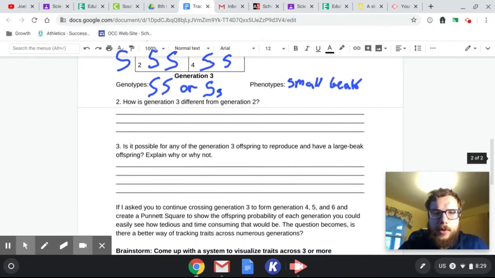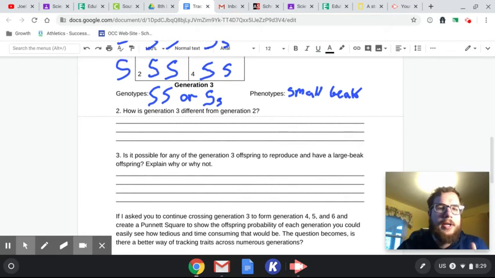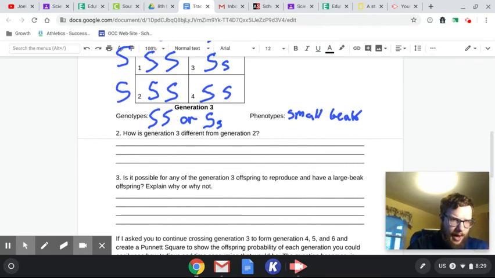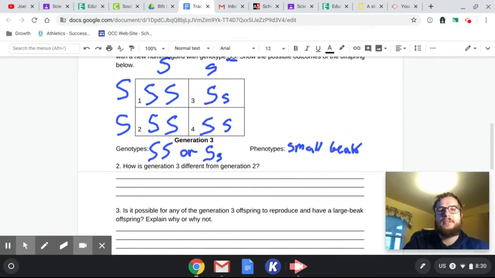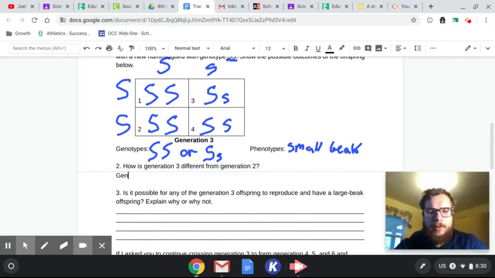Okay, it says, how is generation 3 different from generation 2? So if we remember, in generation 2, everybody was big S, small s. Do we have a difference now? Well, yes, we do. We've got some that are big S, big S, and some that are big S, small s. So we're going to say here, generation 3 has, let's say, 50% chance of genotype big S, big S.